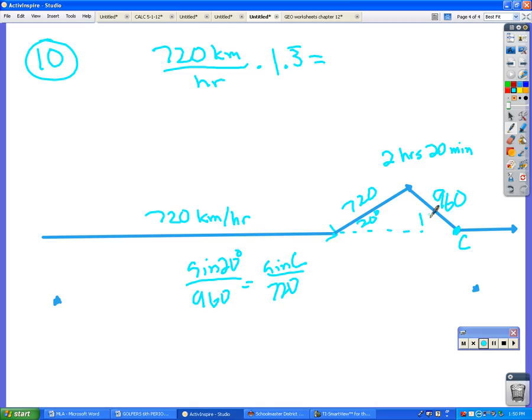Okay. So that still doesn't help us because we need to know this side right here. But now that I know that's 20 and that's 15, what's this one? 145, because 145 plus 20 plus 15 is 180. So now I can figure out this missing side by going again: sine of 20 divided by 960 equals sine of 145 divided by x. So tell me what that is.